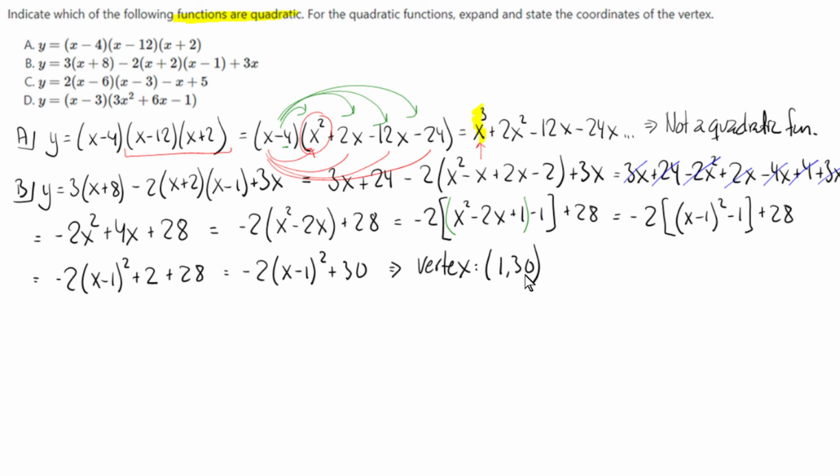In C, so now I'm actually going to continue on a separate page because C is going to take more space here. So in C, it's y equals 2 times (x minus 6) times (x minus 3) minus x plus 5.